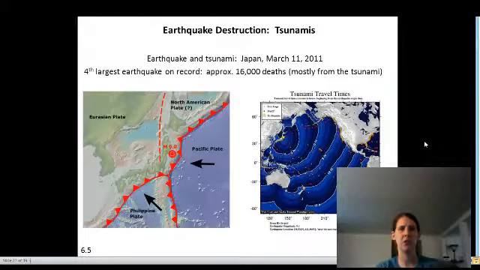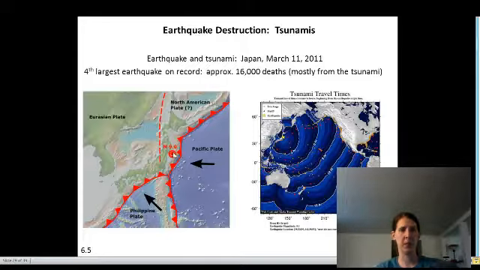So the earthquake in Japan in 2011 was the fourth largest earthquake on record, with approximately 16,000 deaths. And most of the deaths, like I said, were not from the actual earthquake. A significant number were, but many of them were from the tsunami that occurred.